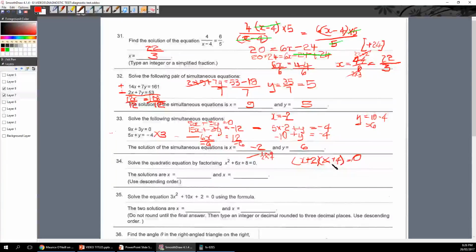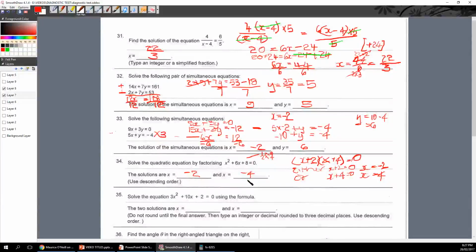Now, for that to equal 0, either x plus 2 equals 0, take 2 from both sides, x equals negative 2, or x plus 4 equals 0 and x equals negative 4. So we've got negative 2 or negative 4.